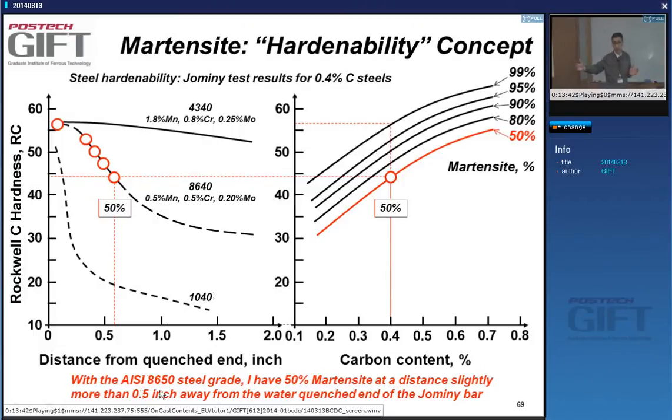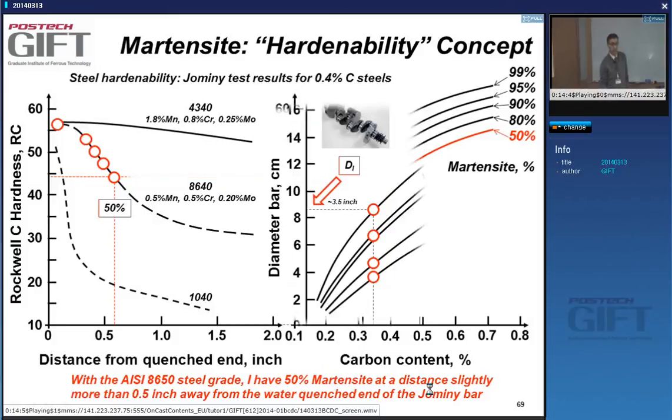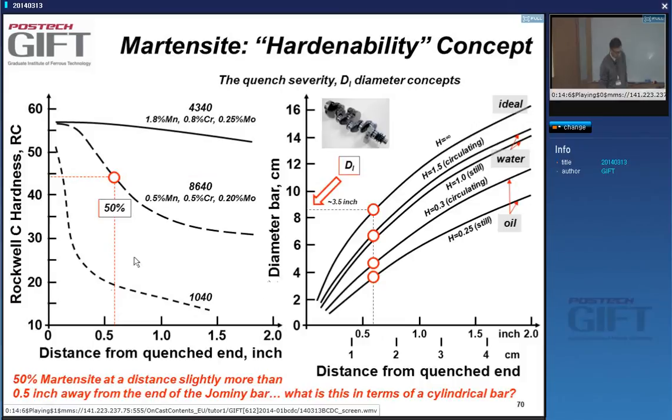So if I use this AISI 8640 steel grade, I will have 50% martensite at a distance slightly more than half an inch away from the water quenched end of my Jominy bar. Okay, so what can I do with this information?